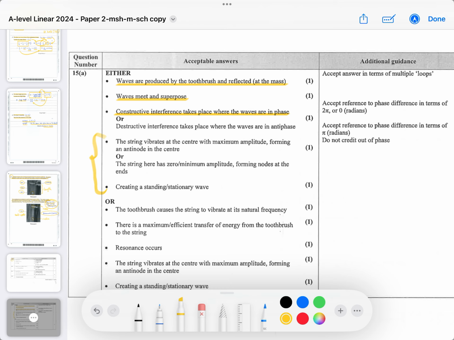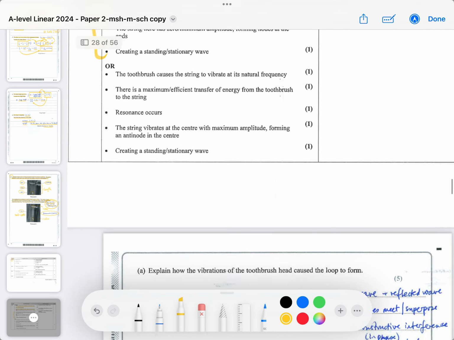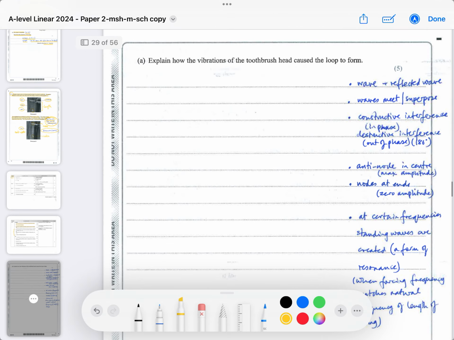So let's read the question and see if we can answer it. It says, explain how vibrations of the toothbrush cause the loop to form. The loop being the antinode. So wave and reflected wave, as we just saw on the mark scheme, they meet and superpose. These are technical terms I want you to include when you try to answer this question.